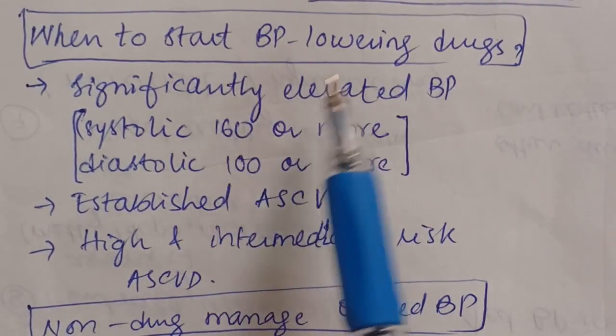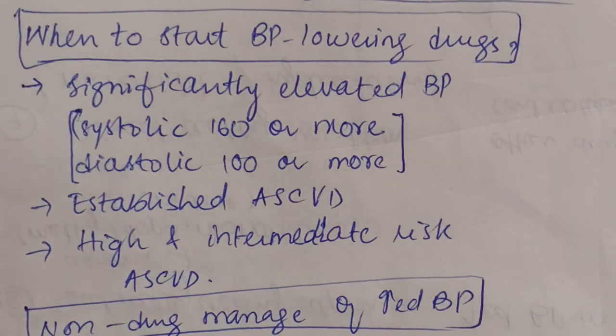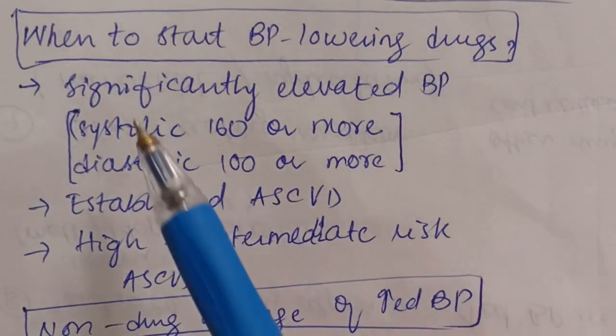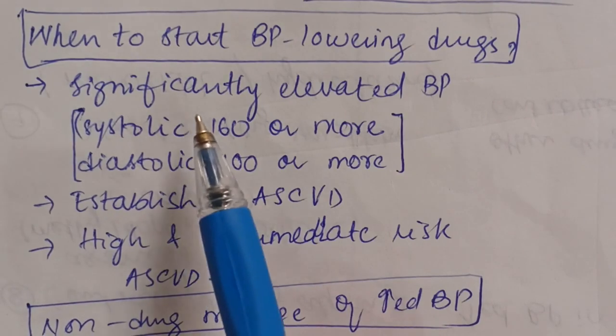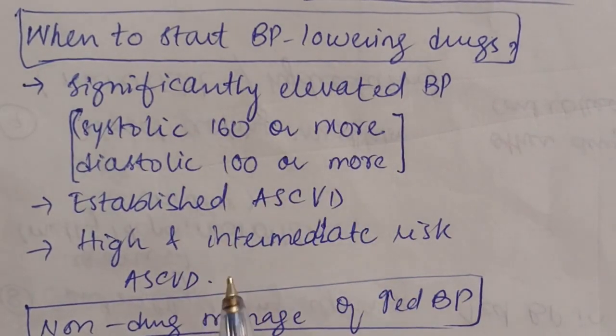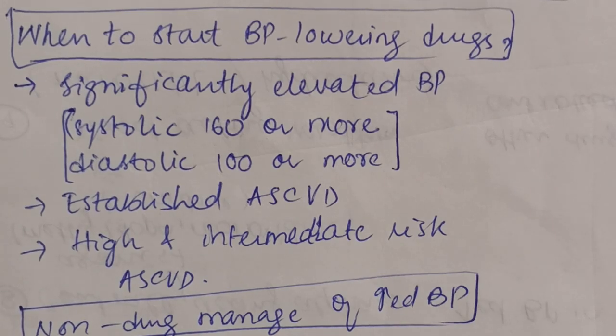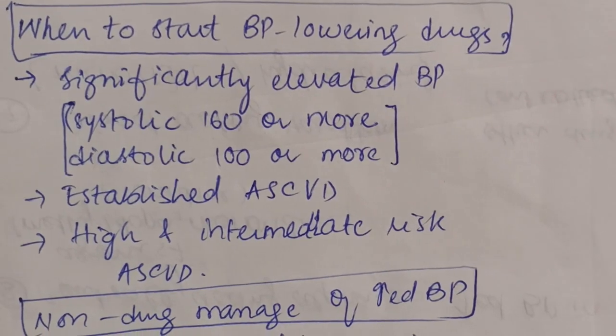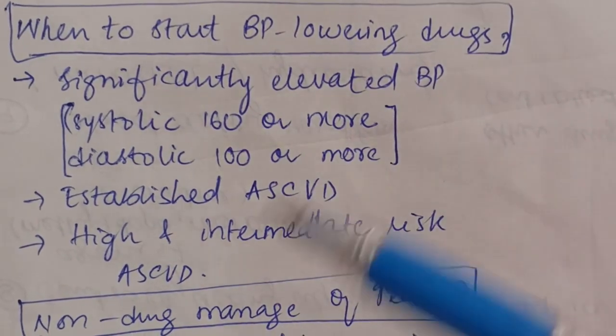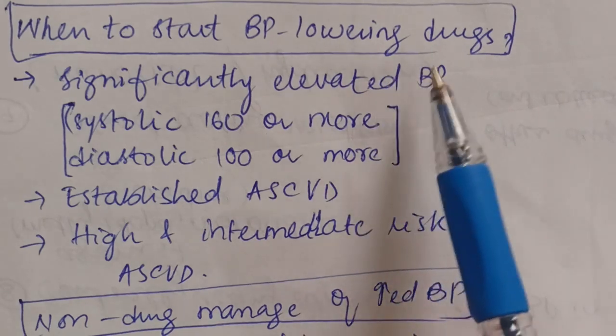drugs to get started. But if the patient comes to you with elevated blood pressure, but it is not significantly raised, and he does not have any comorbidities, like any cardiovascular disease risk factor, then the first line management would be lifestyle modification. But if the patient has any of these, we are going to start the BP lowering drugs.